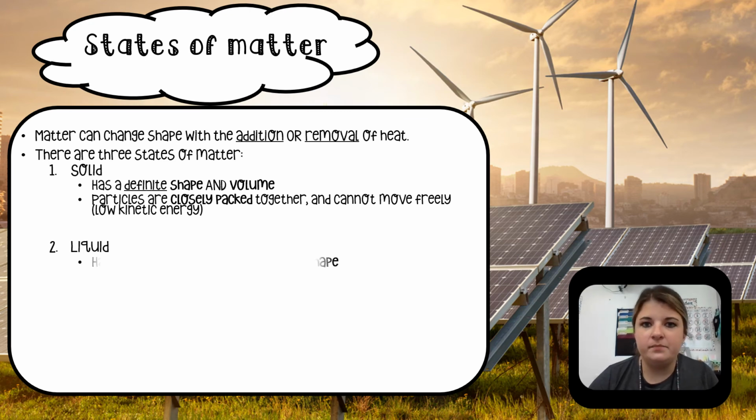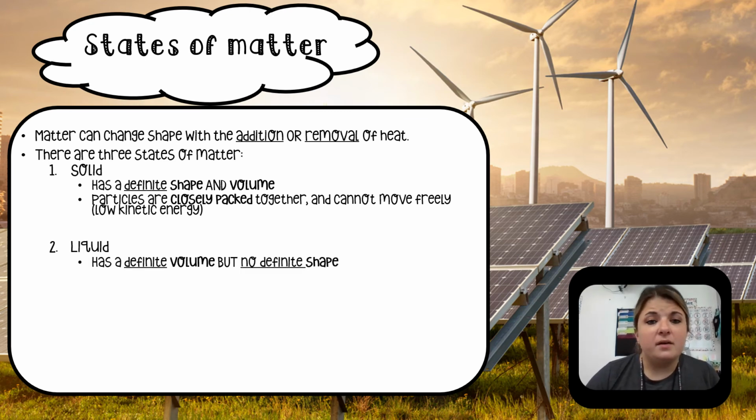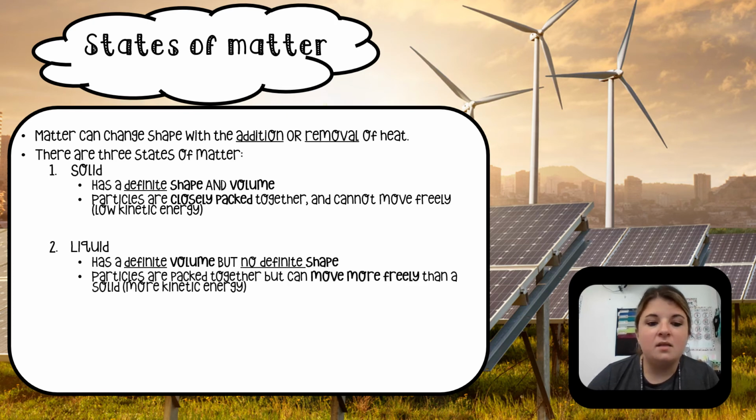Next is a liquid. It has a definite volume, so it always takes up the same amount of space, but it does not have a definite shape. So you can pour it and it'll take the shape of the container. The particles are packed together still, but they can move more freely than a solid can. They have more kinetic energy. So think about if you were in an elevator with like two or three other people. You can move around better than you could in a packed elevator, but you still can't maybe move as much as you would want.